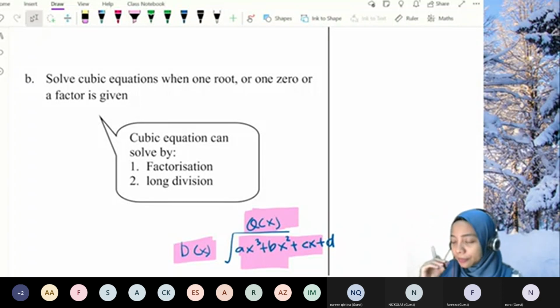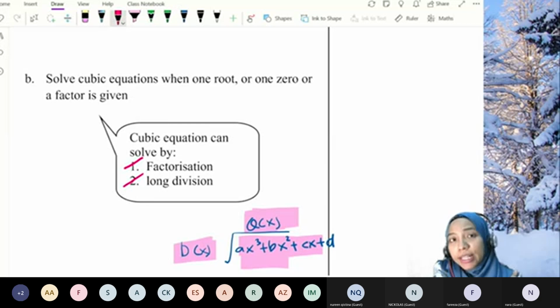Okay, this is how you're going to solve cubic equation. Okay, when one root or one zero or a factor is given, sama ada you guna factorization, you direct silang ataupun you guna calculator, okay, factorization ataupun long division. Okay, long division ni biasa memang dia suruh you menguasai lah the long division. Okay, basically 2.3 ni is about long division sebenarnya. Okay, so I perkenalkan apa yang ada pada long division.